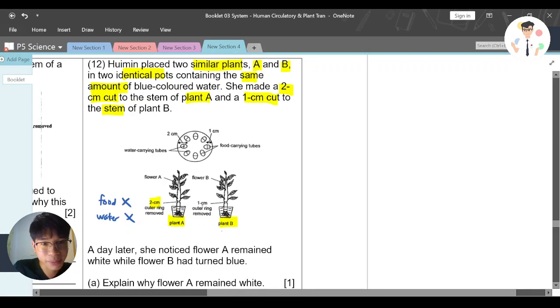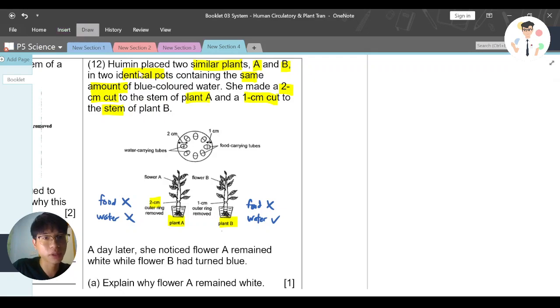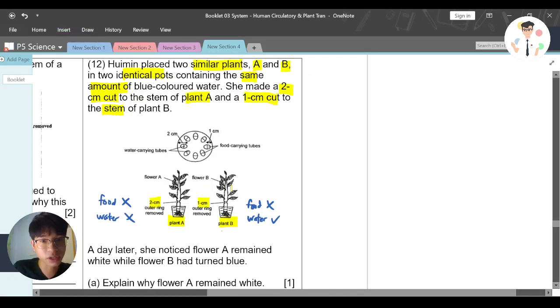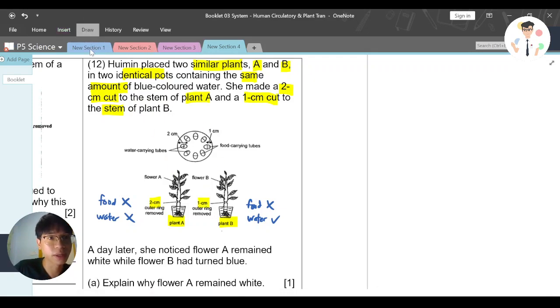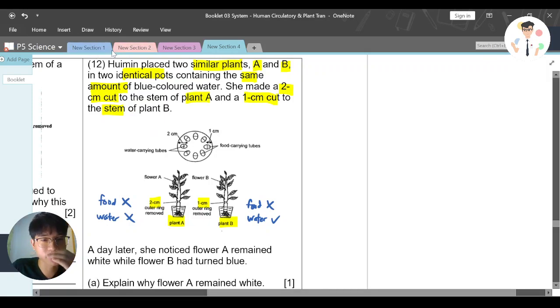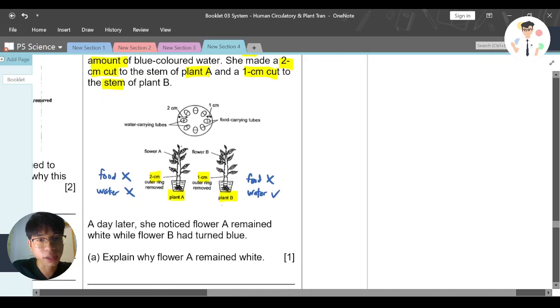For B, 1 cm cut means that the food carrying tube is cut out at that part, but water still can be transported across the plant. This is a very important thing that you should notice. When it is cut off 2 cm, the water carrying tube and food carrying tube are disappeared. Now let's look at this.